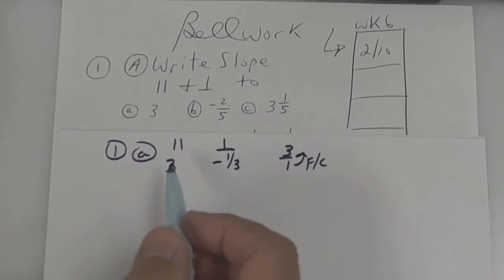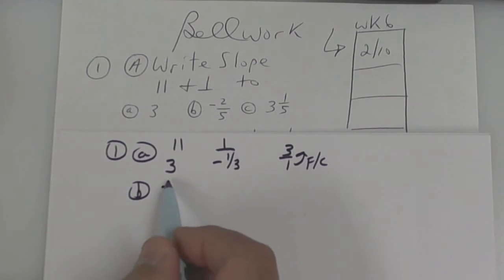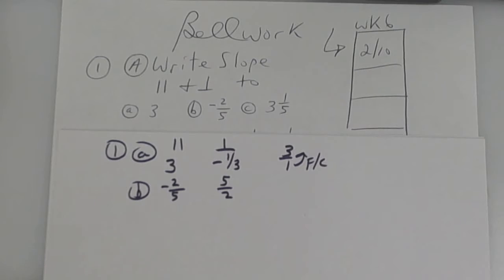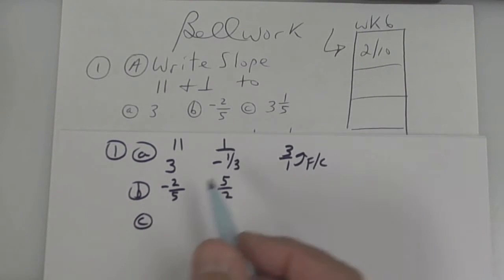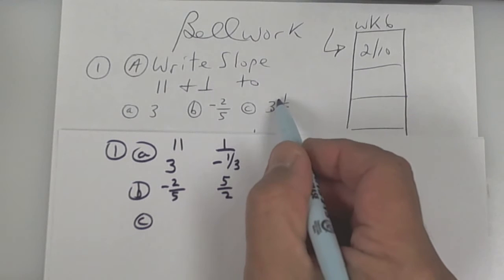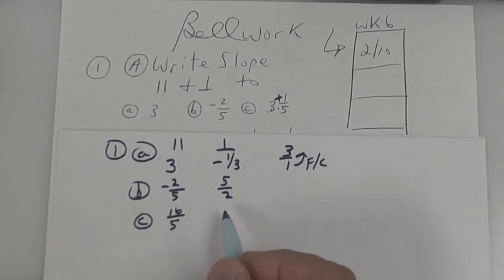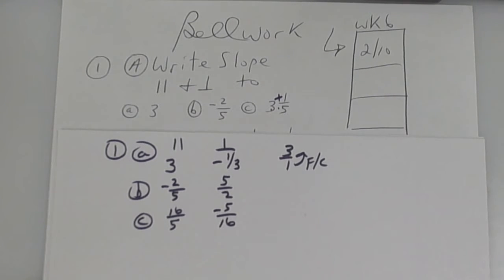And then the next one, B, parallel would be the same thing. Perpendicular would be a positive 5 over 2. This one, excuse me, C, you have to change it. So that's 15 plus 1 is 16 over 5. Rise over run. And then this one would be a negative 5 over 16. Make sure you understand how to do that. All right, let's move on.